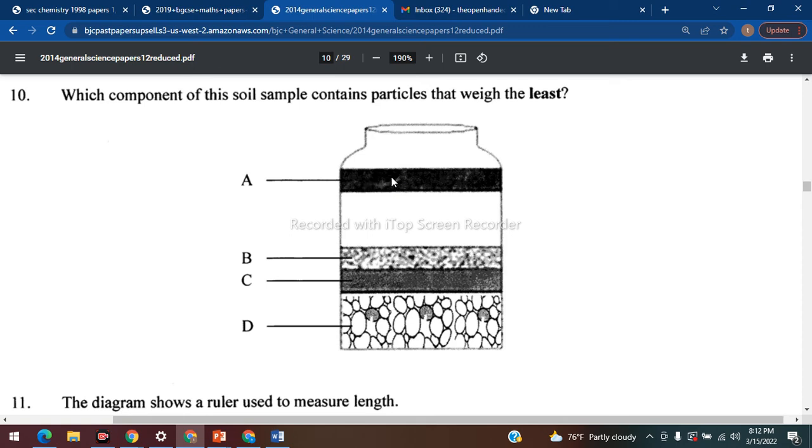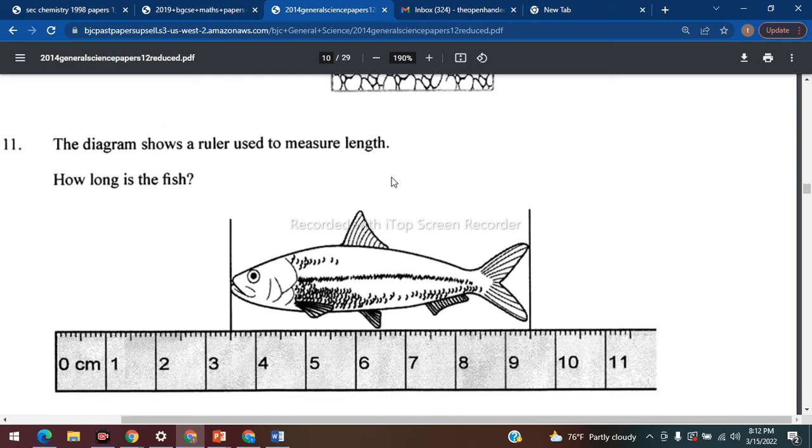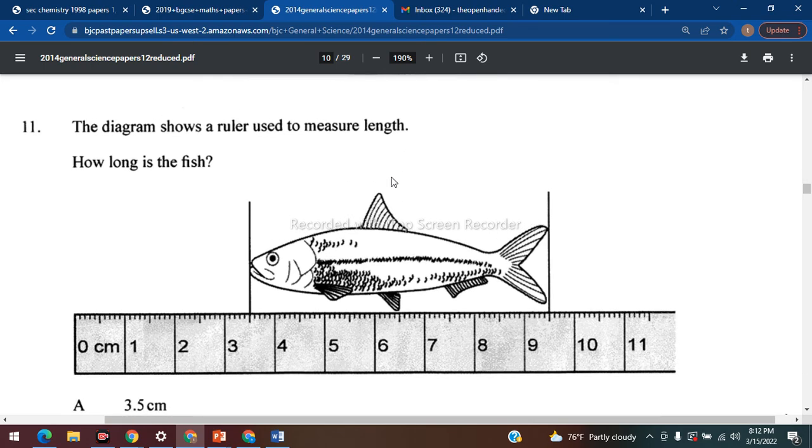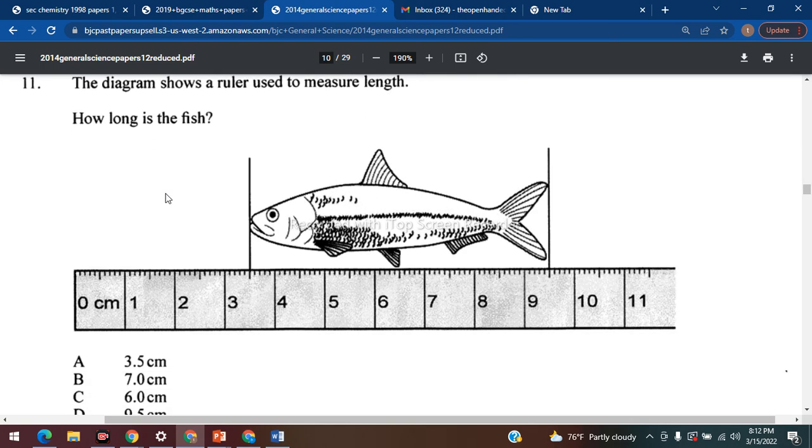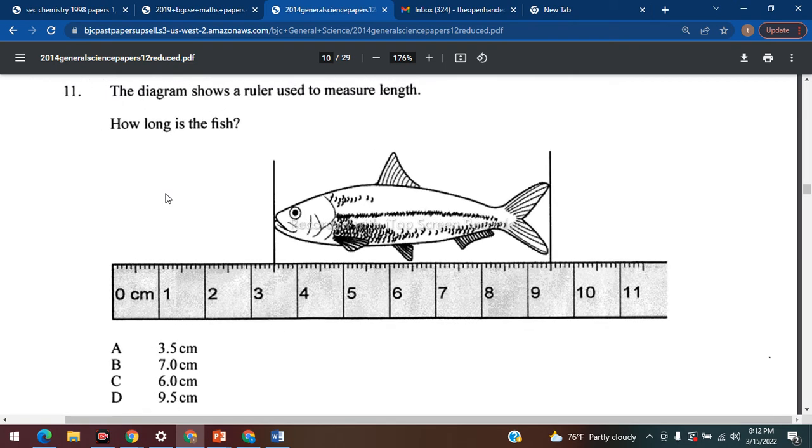A, right? All right. So the diagram shows, this is number 11. The diagram shows a ruler used to measure length. How long is the fish? Take your time. 9.5 inches or centimeters. 3.5. 9.5 centimeters. C. Very good. Who said C? No, you said 9.5, which is not C.